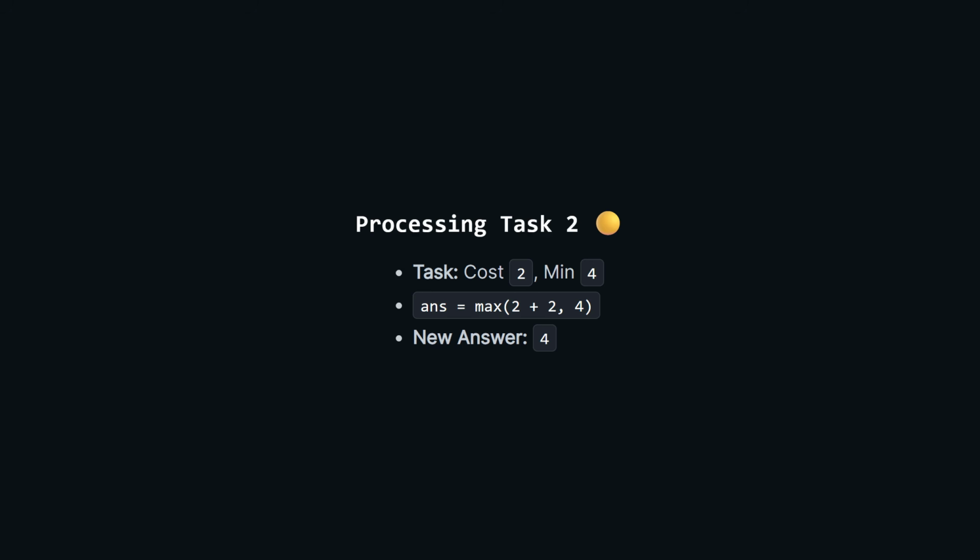Next task costs 2 and needs 4. Our previous running total was 2. If we add this task's cost, we get 4. The minimum to start this task alone is also 4. We take the maximum, so our answer updates to 4.